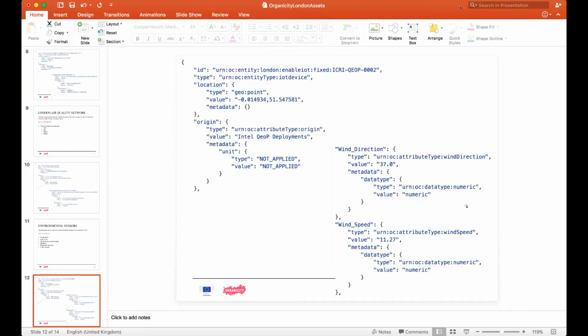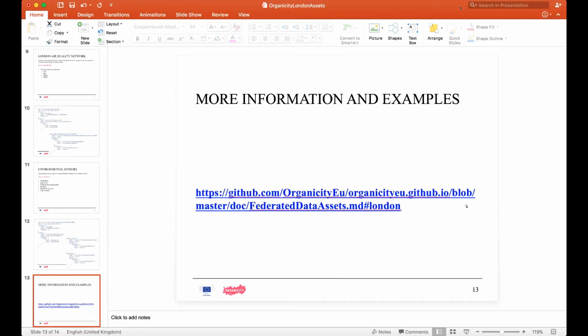And yeah, for more information, you can look at this very easily rememberable URL, or you can also find it on the main GitHub, which might probably be easier.